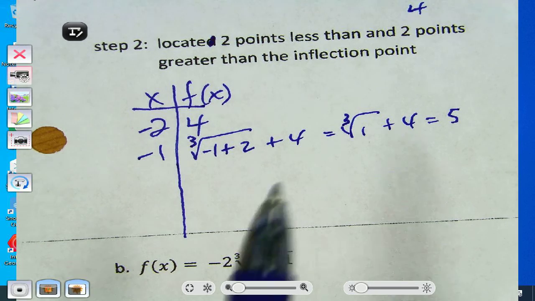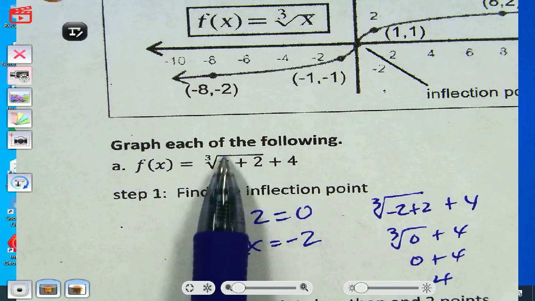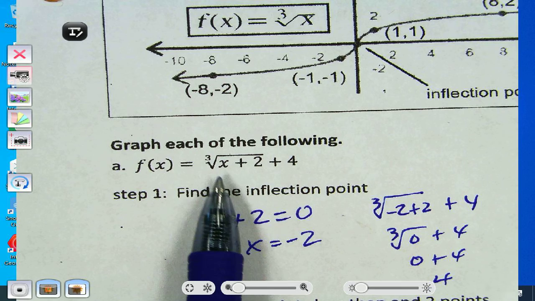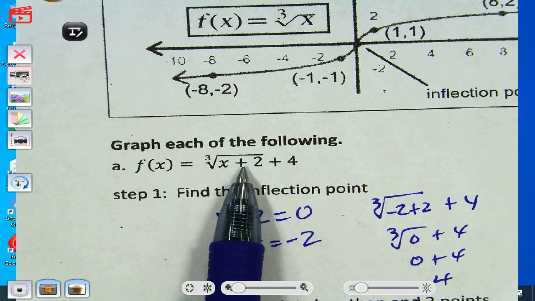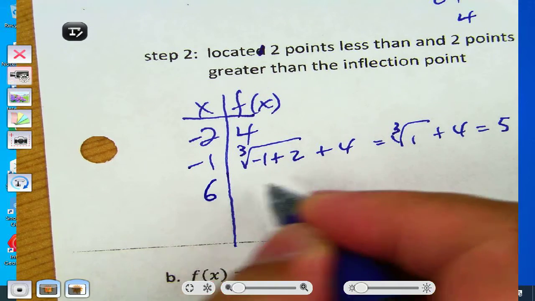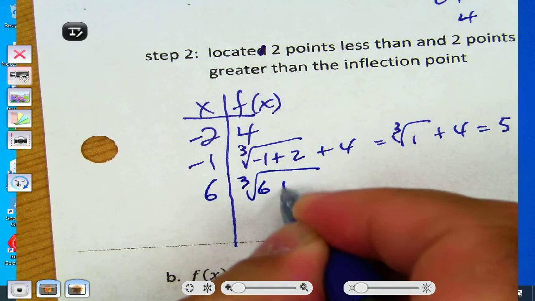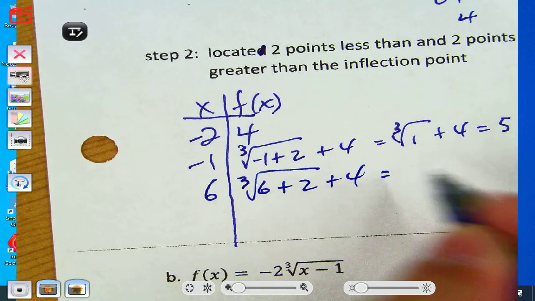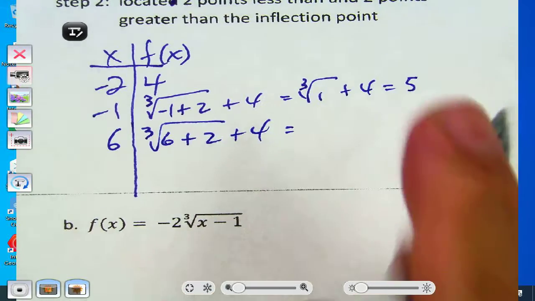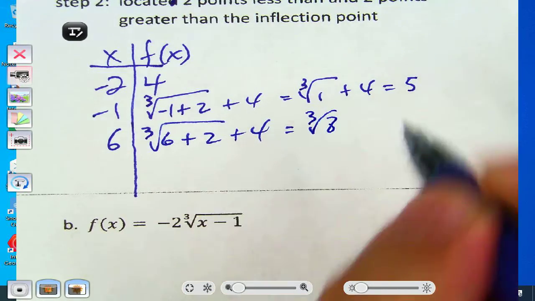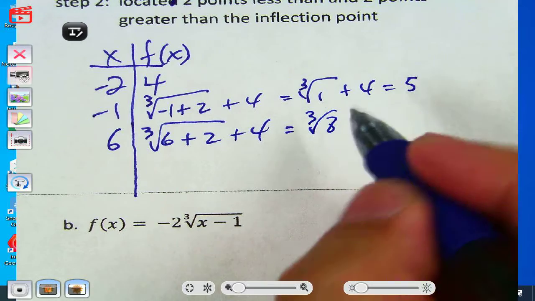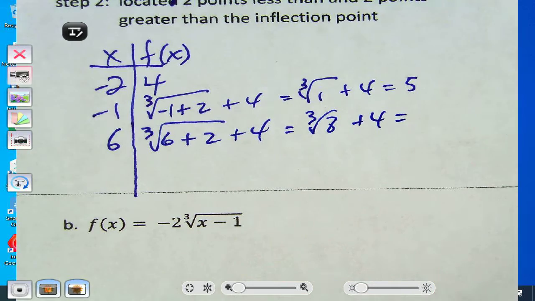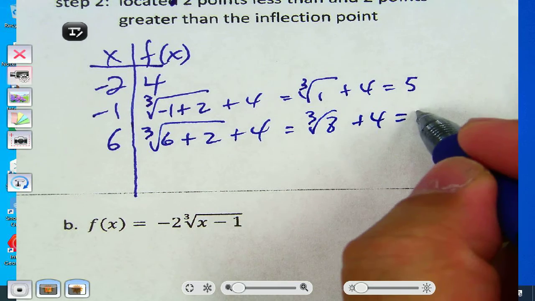Now we want to get an 8. So what do I plug into x for x plus 2 to get 8? 6, so I'm going to plug in 6. So it's cube root of 6 plus 2, plus 4. Remember we chose the 6 so that 6 plus 2 makes an 8. What's cube root of 8? 2. So that's 2 plus 4, which makes 6.